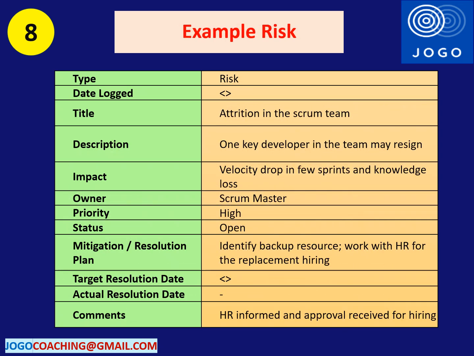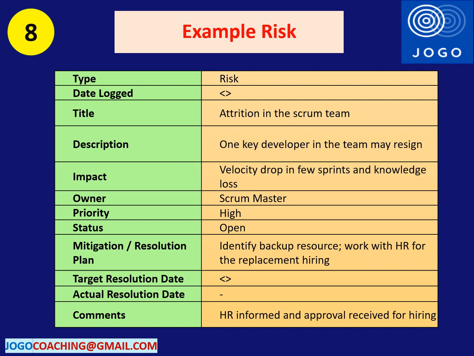Now let us understand another example about a risk in the project. Attrition is a risk in the project. One of the key developers may leave the project. This is the risk. This will impact the team velocity and knowledge loss in the team. So this risk is assigned to the Scrum Master and it's a high priority risk.